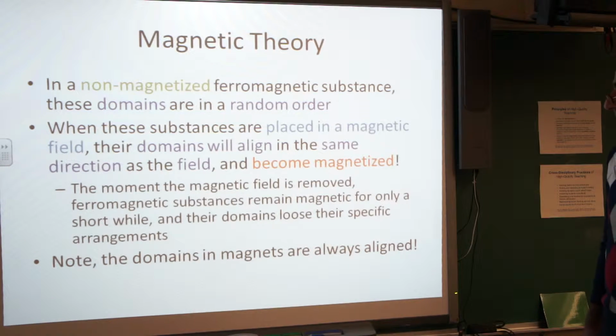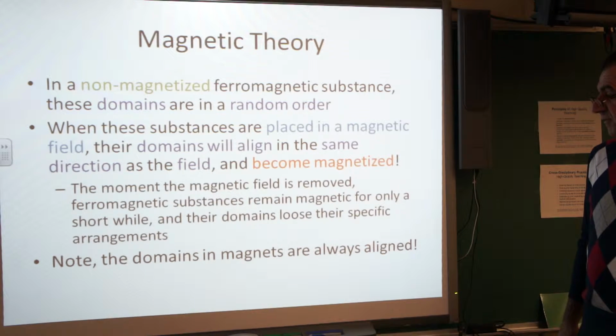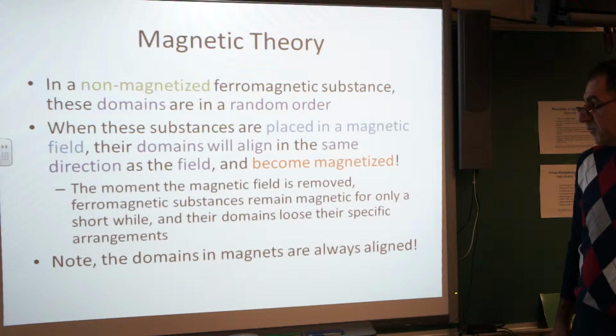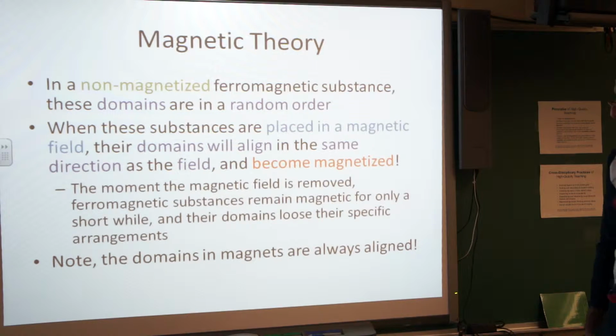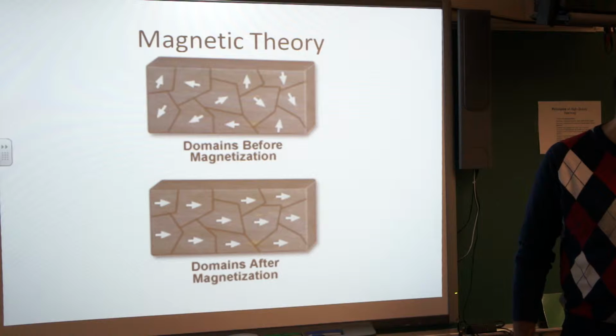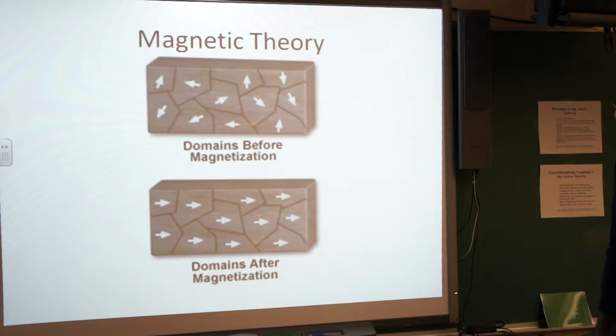In a non-magnetized ferromagnetic substance, these domains are in random order, but when they're placed in a magnetic field, their domains will align in the same direction as the field and become magnetized. So here's an example: domains before magnetization and domains after.